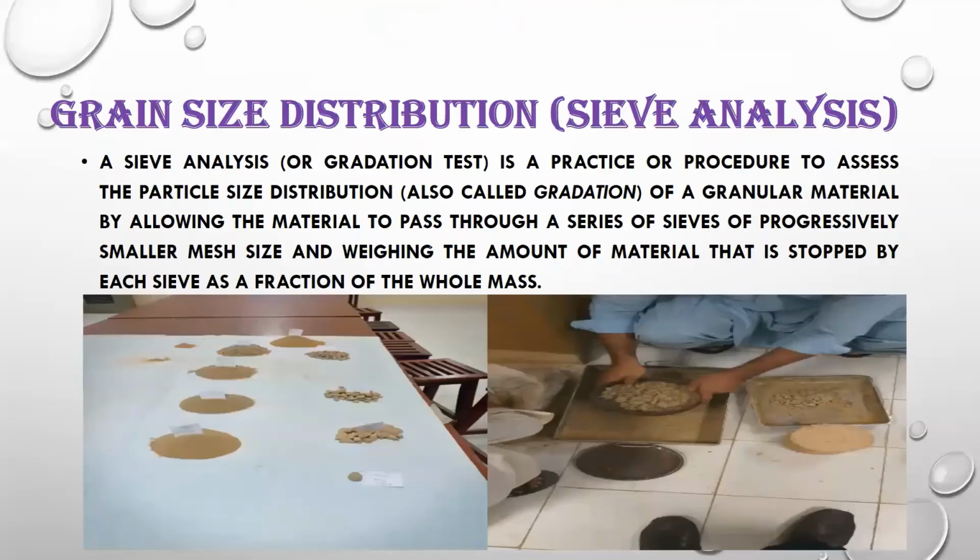So I am moving towards the next slide, and this is grain size distribution, sieve analysis. A sieve analysis or gradation test is a practice or procedure to assess the particle size distribution, also called gradation, of a granular material by allowing the material to pass through a series of sieves of progressively smaller mesh size and weighing the amount of material that is stopped by each sieve as a fraction of the whole mass. I have already discussed this grain size distribution in the practicals or laboratory sessions of the strength of material playlist, and you can watch this.